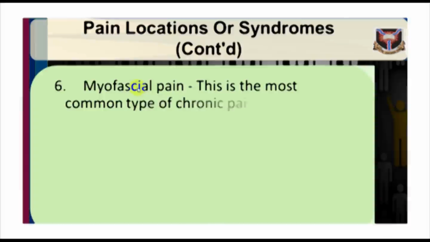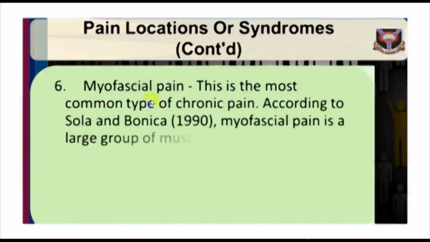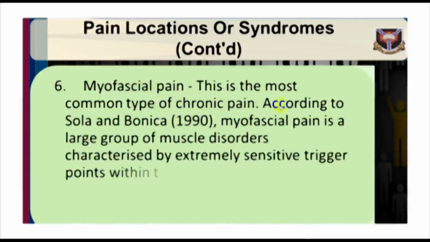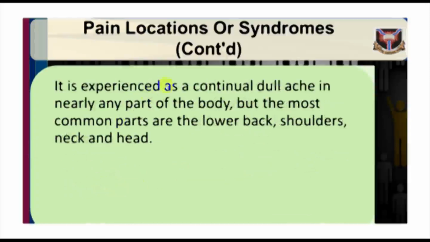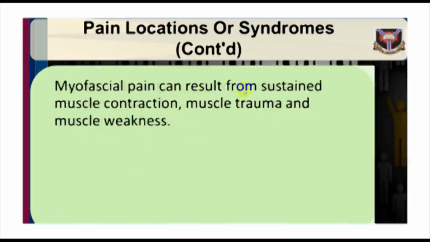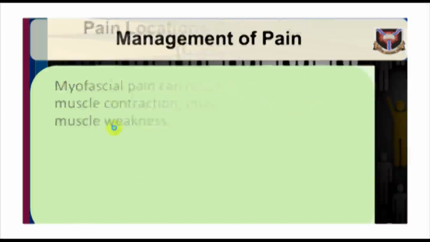6. Myofascial pain. This is the most common type of chronic pain. According to Shola and Bonica, 1990, myofascial pain is a large group of muscle disorders characterized by extremely sensitive trigger points within the muscle or connective tissue. It is experienced as a continual dull ache in nearly any part of the body, but the most common parts are the lower back, shoulders, neck, and head. Myofascial pain can result from sustained muscle contraction, muscle trauma, and muscle weakness.